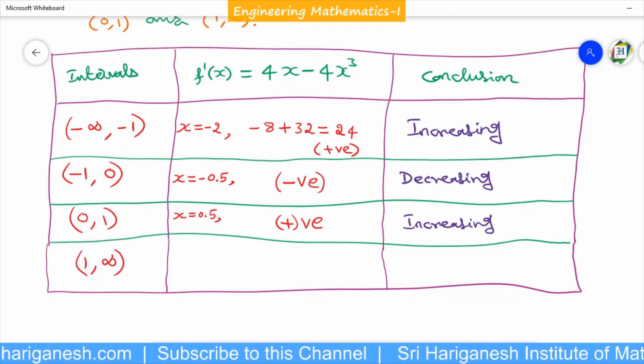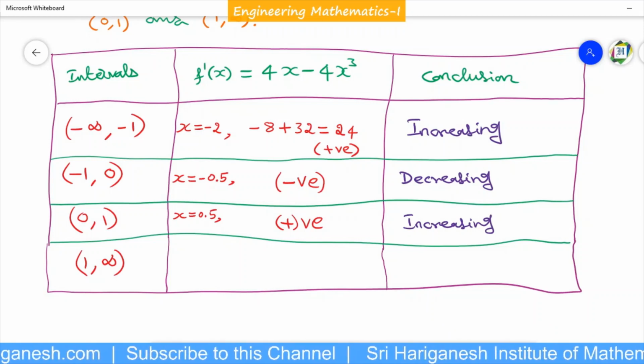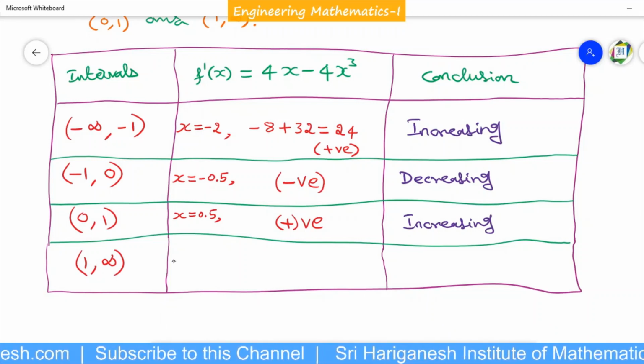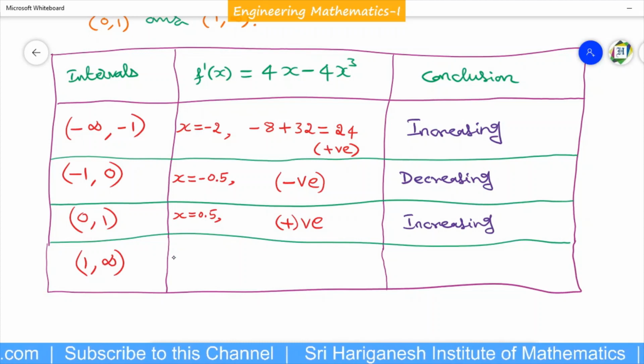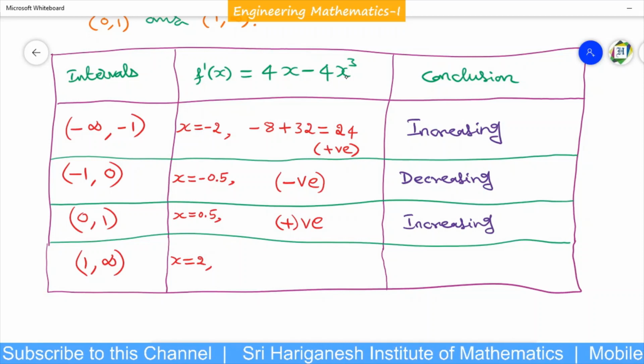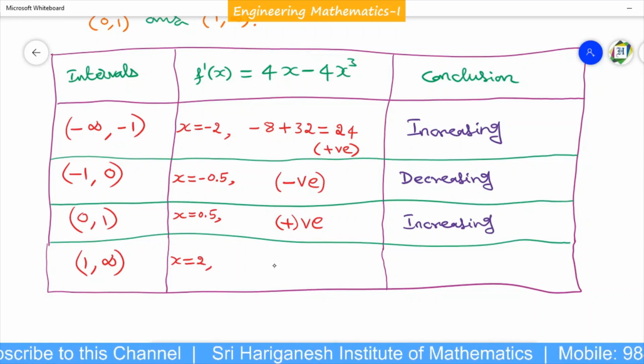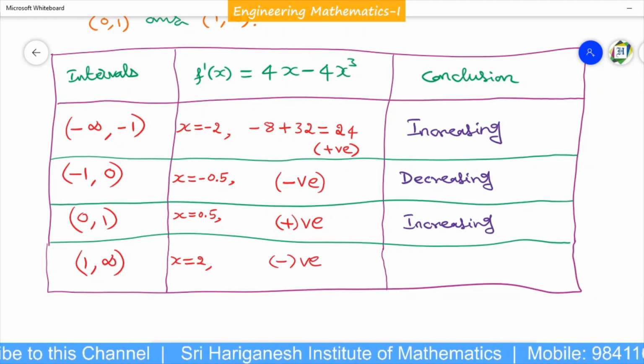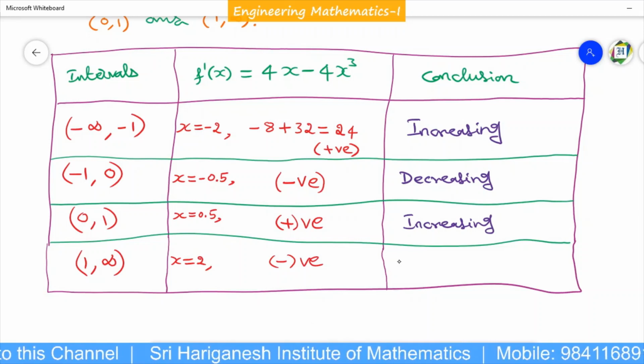And the last interval, 1 to infinity, you can put any value. I'm taking x equal to 2. Substitute x equal to 2 here. You will be getting negative. Negative means it is decreasing.